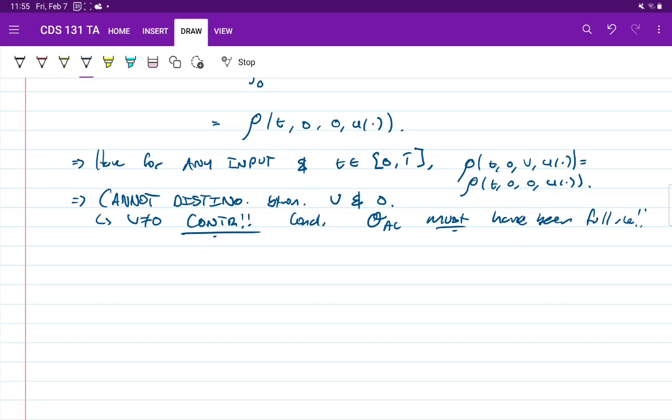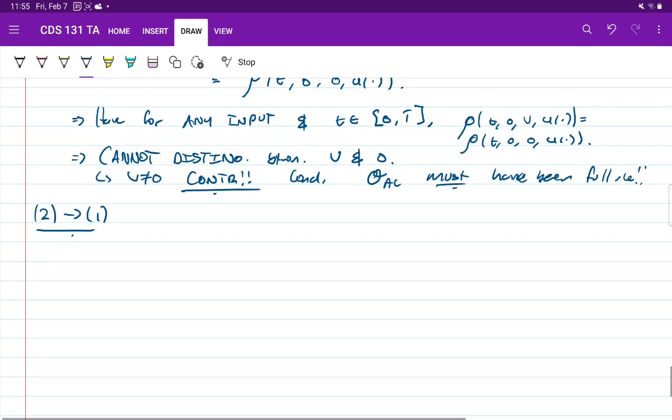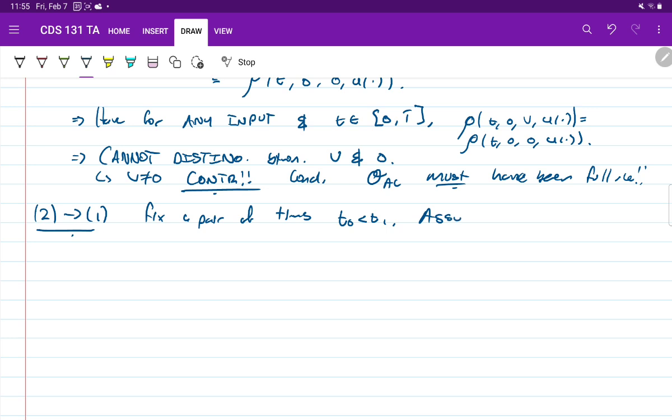All right, fantastic. So let's go ahead and prove the other direction. So 2 implies 1. This is already more or less what we proved above, but I'll just re-sketch the argument real quick. So what I'll say is, fix a pair of times t0 less than t1. And we assume OAC is full rank. What we want to show is the system is observable on t0, t1. That means that for any pair of states, starting at t0, I can always find an input signal to distinguish between the two of them.